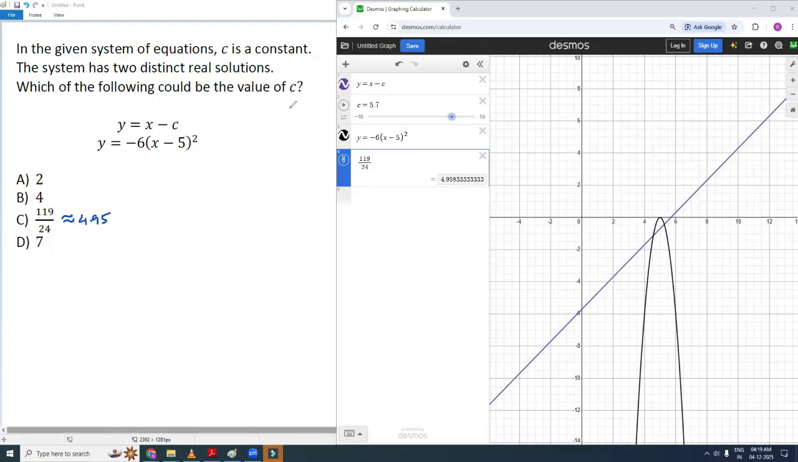So when C is greater than 5, the graphs of the given two equations intersect at 2 points. Then the given system has two distinct real solutions. Only in answer choice D do we have a value greater than 5. So 7 could be the value of C. The correct answer choice for this question is D.